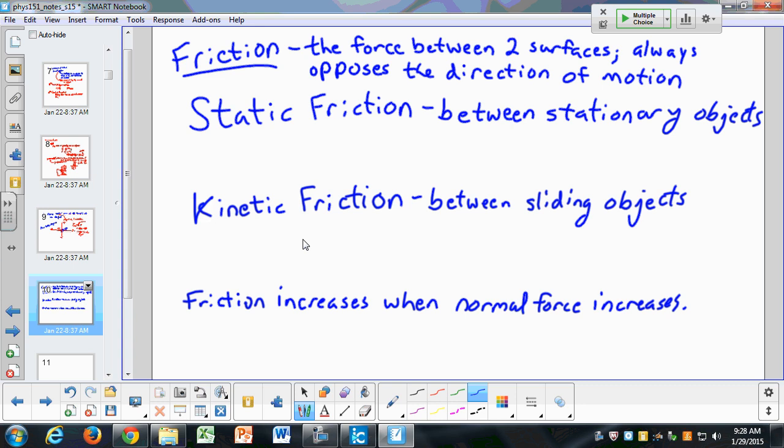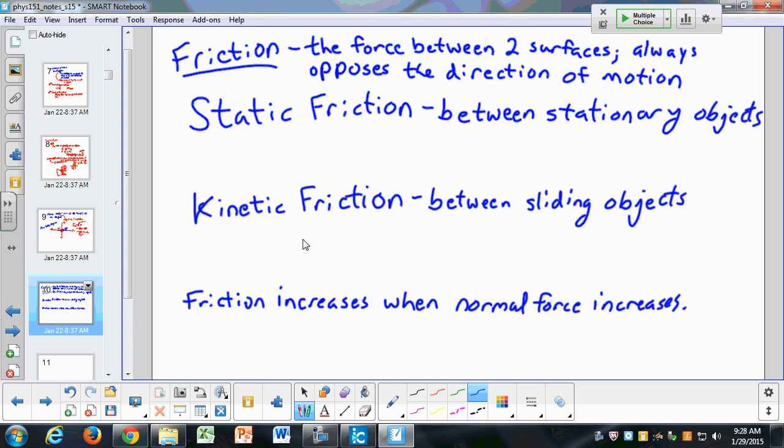Okay, so if you increase the normal force, that increases the frictional force. Okay? By the way, that is why whenever you want to move something heavy, how do you push it? Do you push it like this, or do you pull it like this? If you want to move something that's really heavy, you're going to pull it.